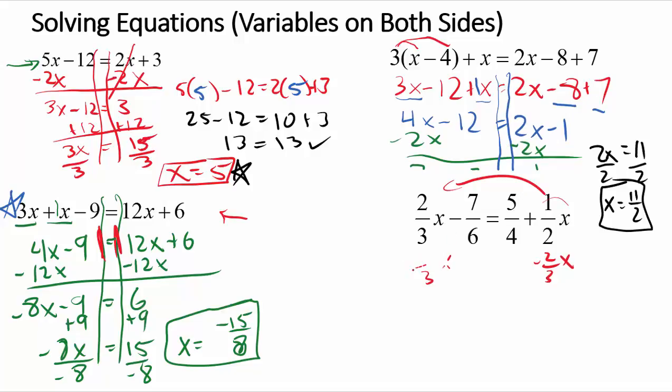The way I'm going to suggest that you do this, though, is I'm going to suggest that you do something called multiplying by the least common denominator. And the least common denominator is just going to be the number that if you multiplied through by this number would cancel out all your fractions.